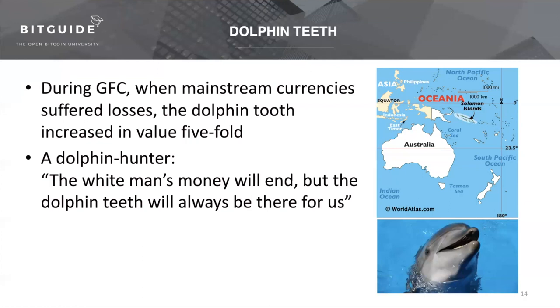As a result, you can expect that a lot of people got interested in killing more and more dolphins to get the teeth, which brought lots of criticisms from animal conservationists. One of the responses from a dolphin hunter was, the reason we don't use fiat is the white man's money will end, but the dolphin teeth will always be there for us. What's interesting about this statement is despite the disaster that's happening for dolphins, the hunter naturally realizes the risks that are involved in using money that can be manipulated.